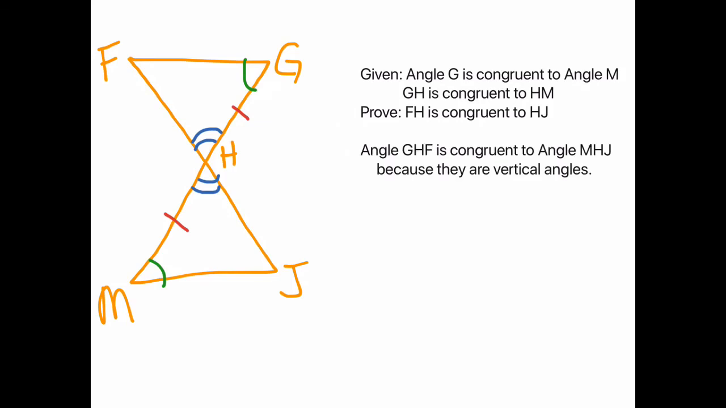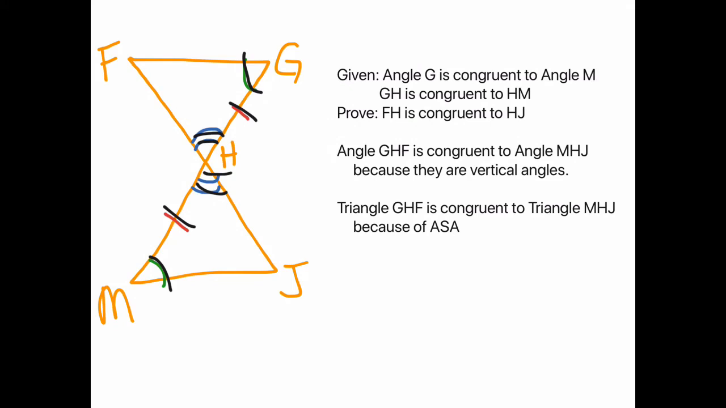So next we can prove that the triangles are congruent because here we have angle, side, angle on both. And once we've proven that the triangles are congruent, we can prove that any of the corresponding parts are congruent because of CPCTC. And that's how you solve this one.